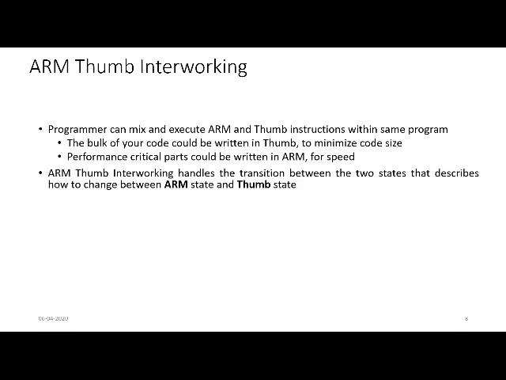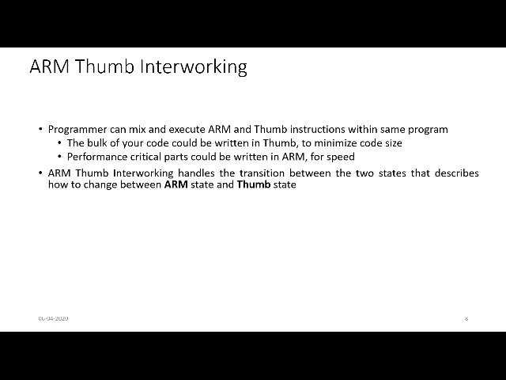So if the microcontroller has to execute both ARM and Thumb instruction sets, then the microcontroller has to support both states, ARM state and Thumb state. Whenever the microcontroller is executing an ARM instruction, it should be in the ARM state. When it is executing a Thumb instruction, it has to be in the Thumb state. So there is a need for changing the state, from ARM state to Thumb state, or Thumb state to ARM state. Switching between these two states is called ARM Thumb interworking.